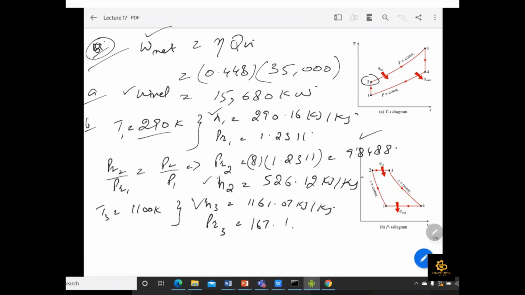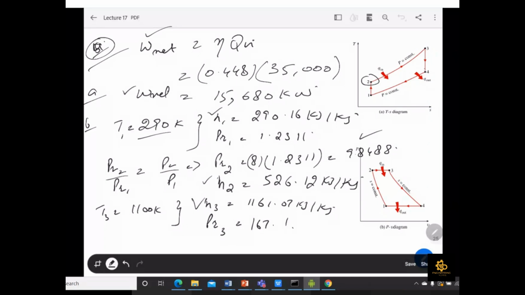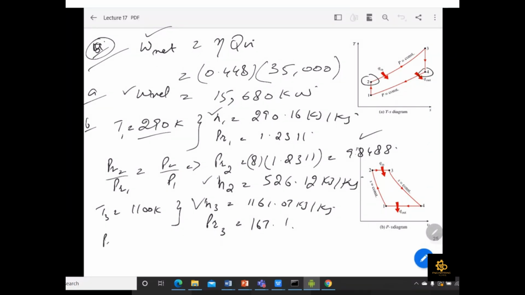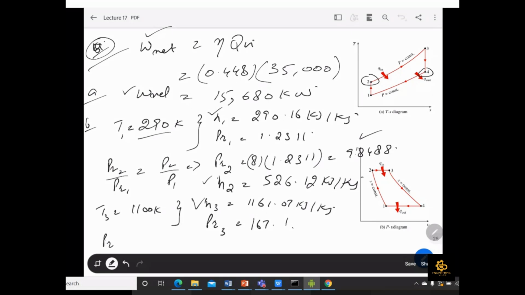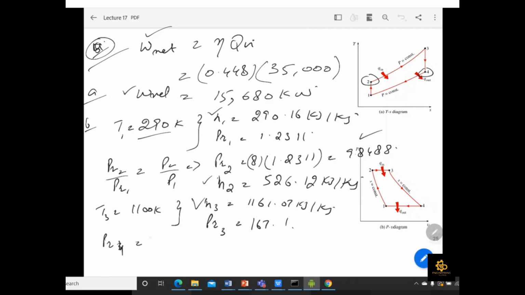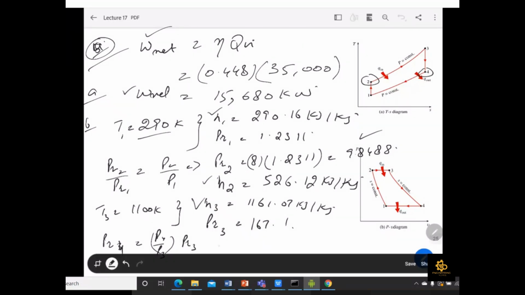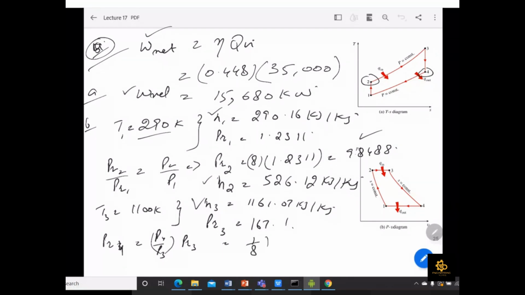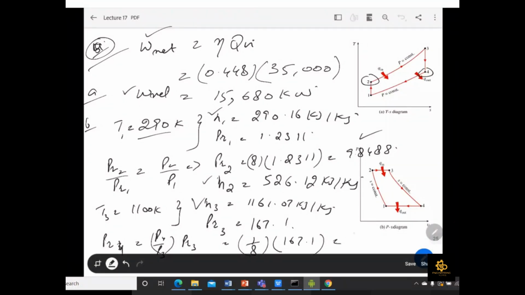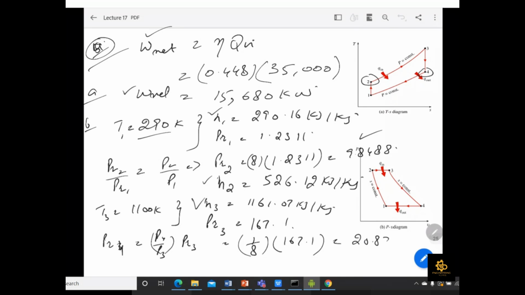So now we have the value of H3 with us, and now we have to find the value of H4 also. In order to find H4, we can simply apply the relation for the isentropic process, which is 3 to 4. We can say PR4 is equal to P4 over P3 times PR3. P4 over P3 is the inverse of your pressure ratio, so 1 over 8, and the PR3 value is 167.1, and we find the value of PR4 as 20.89.